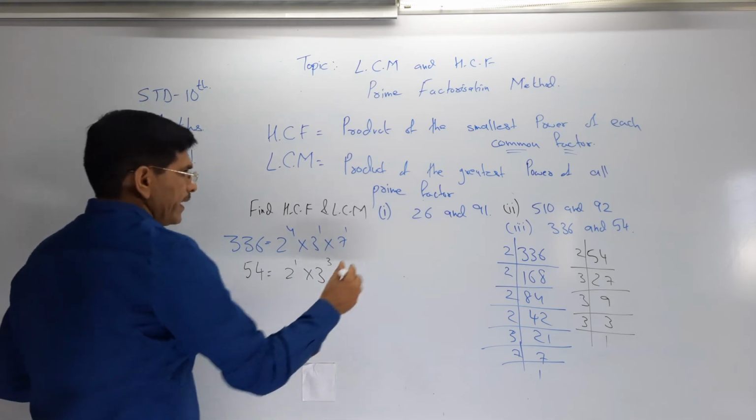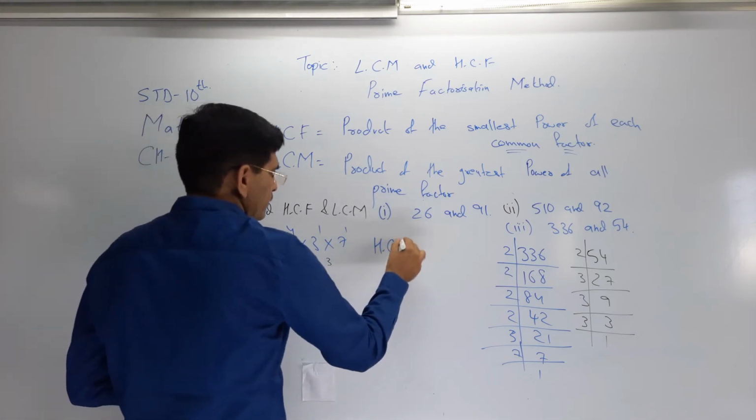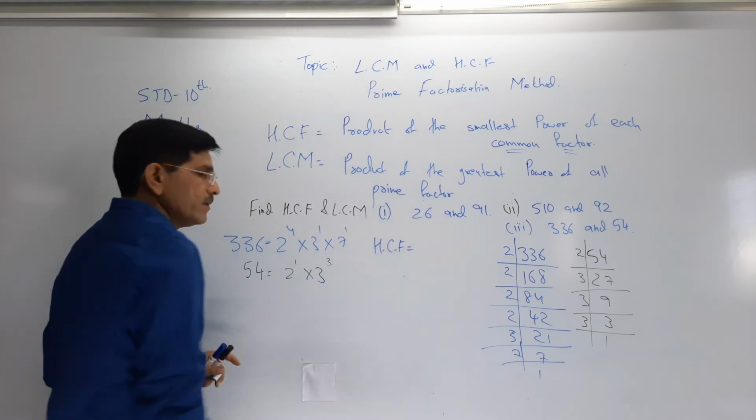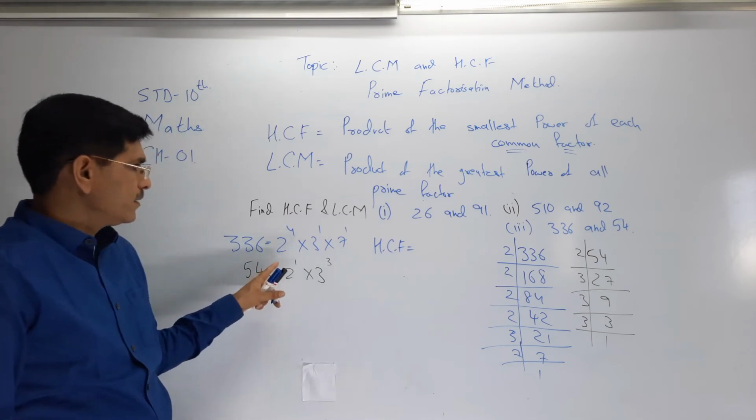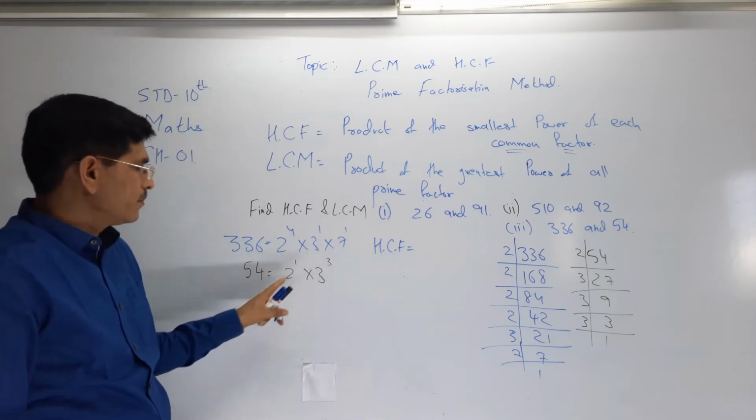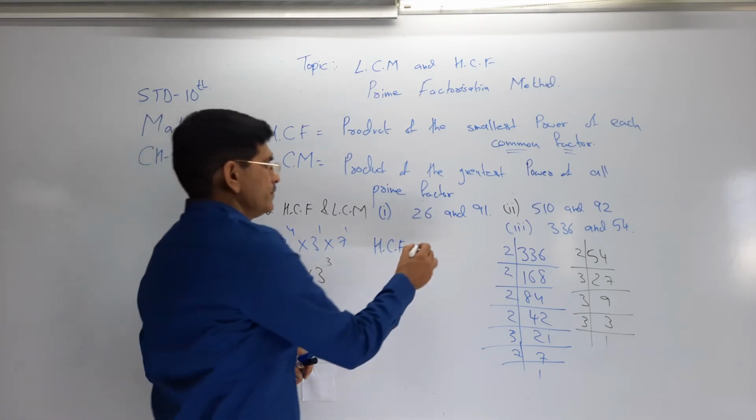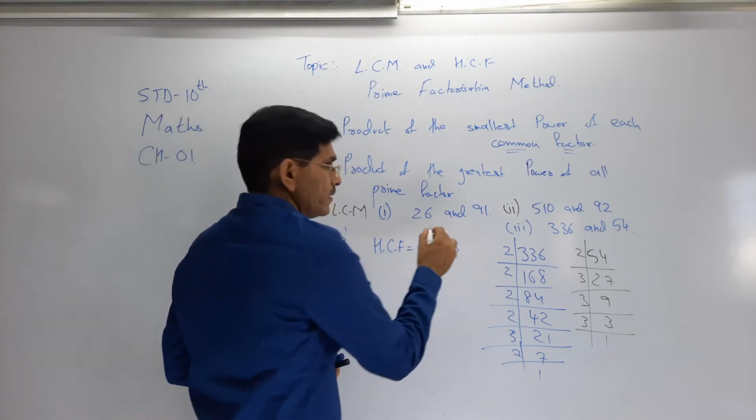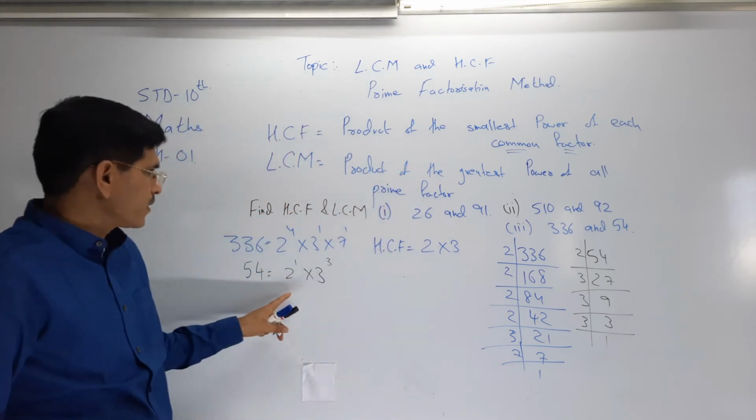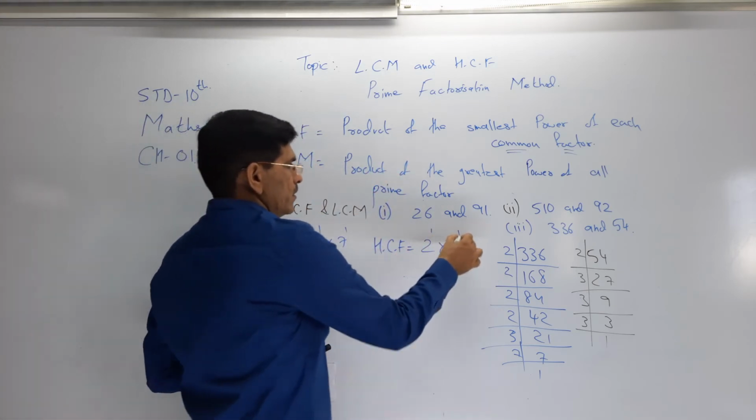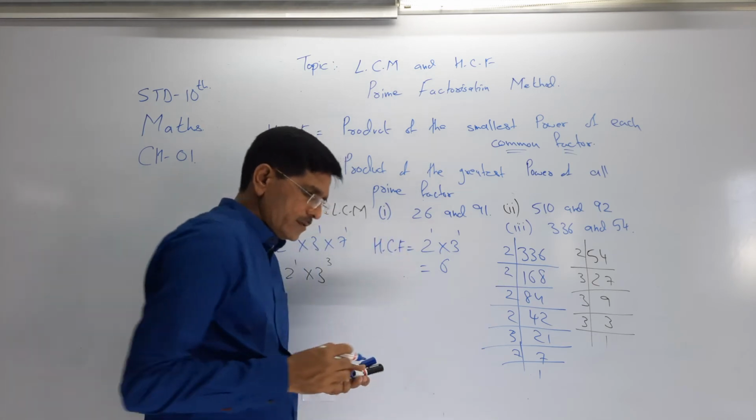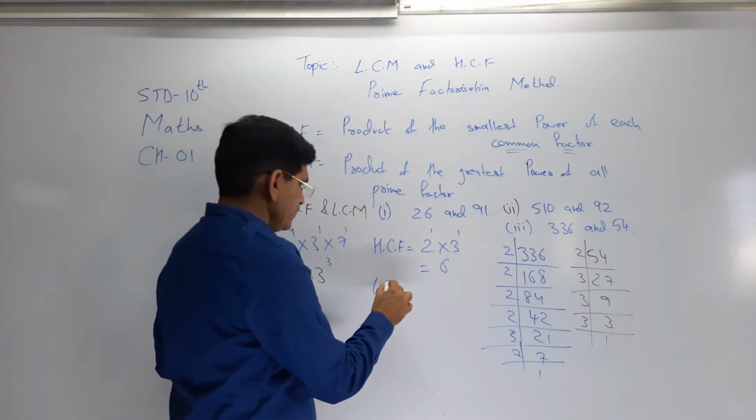So for HCF, both have common factors 2 and 3. So I write 2 and 3. Now the smallest powers are to the power 1 and to the power 1. So the answer is 6. Now LCM.